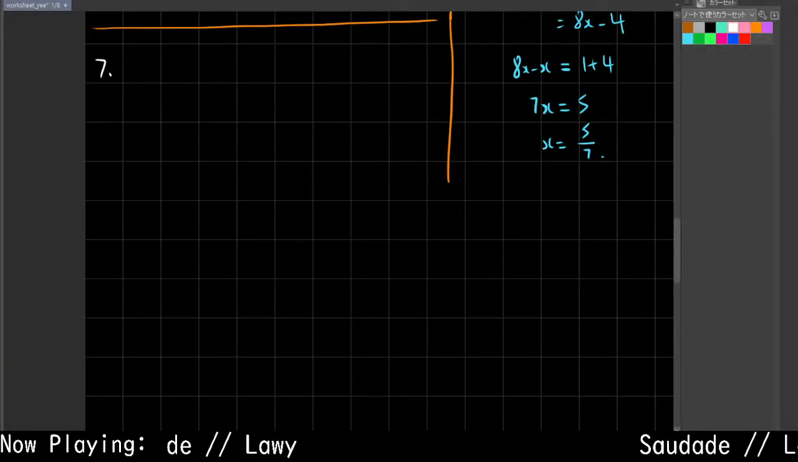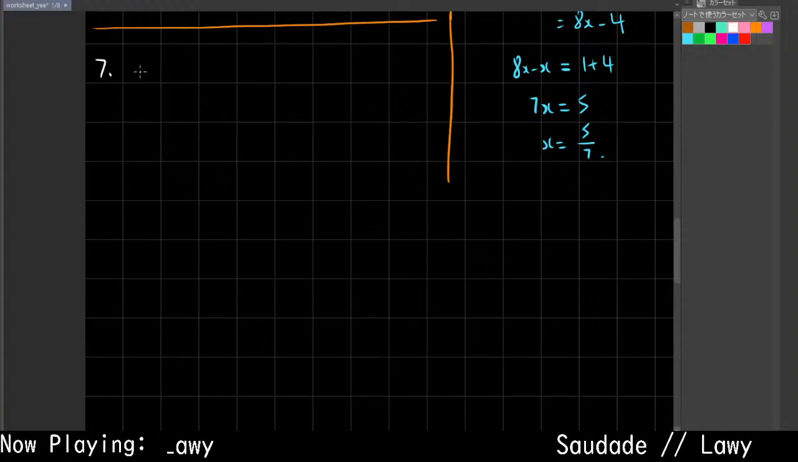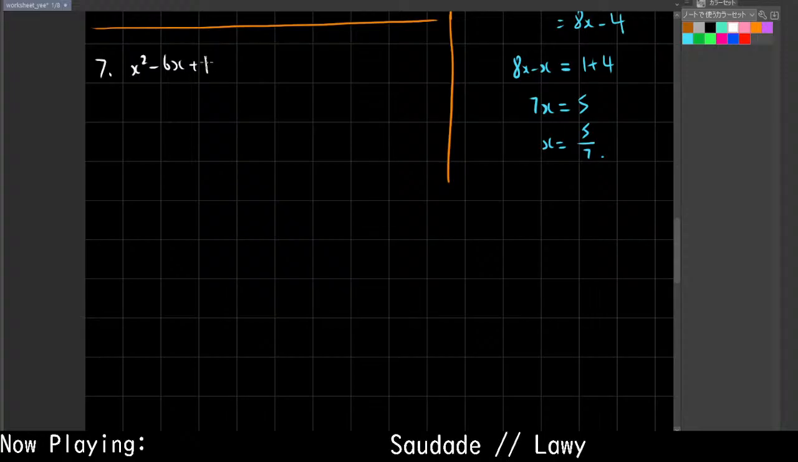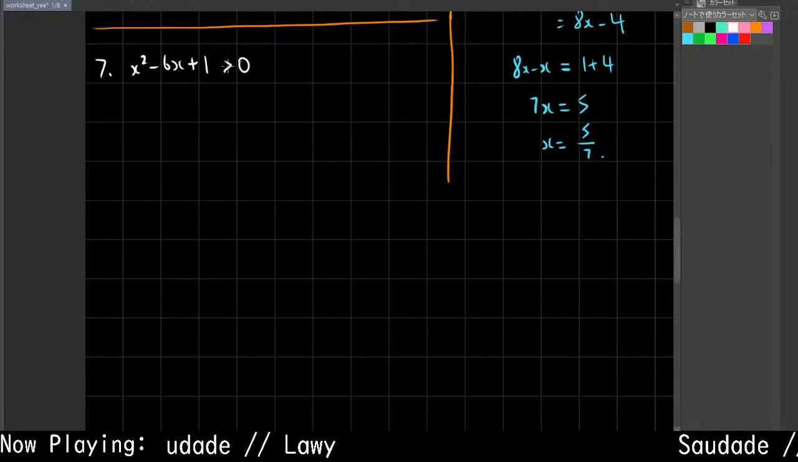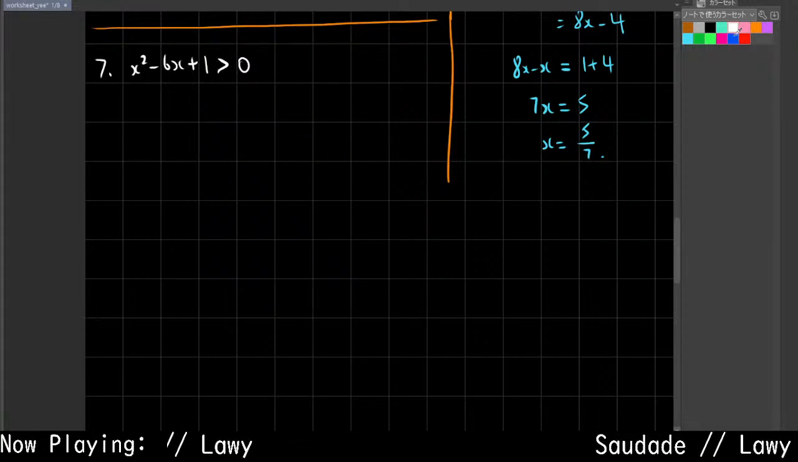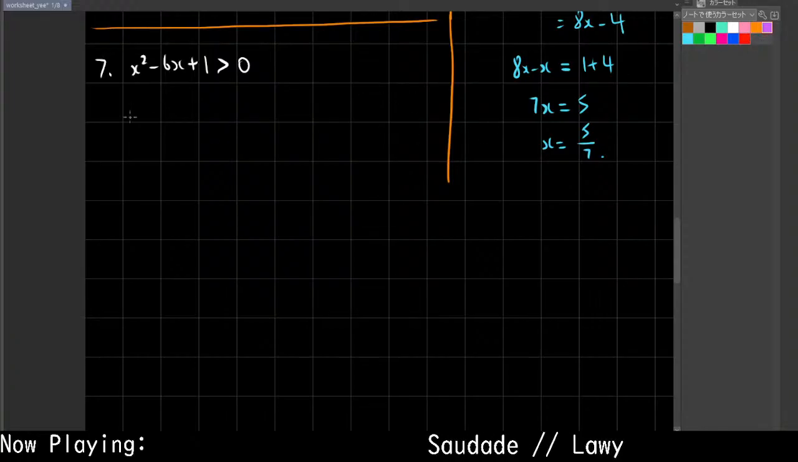Another quadratic inequality. So same thing, we want to find the x-intercepts. And this time around, it is not factorizable. So you want to directly use your calculator. You get your x-intercepts to be this.